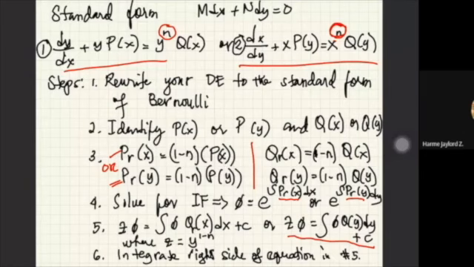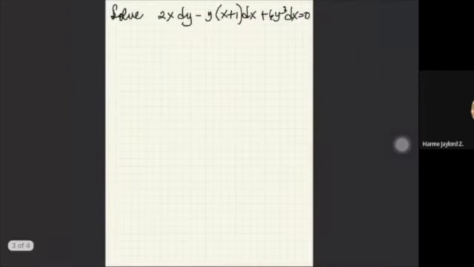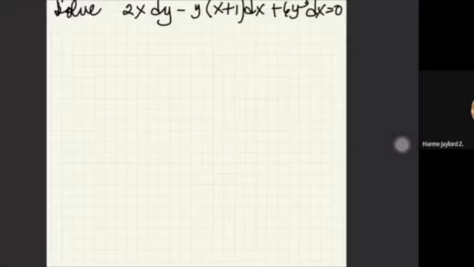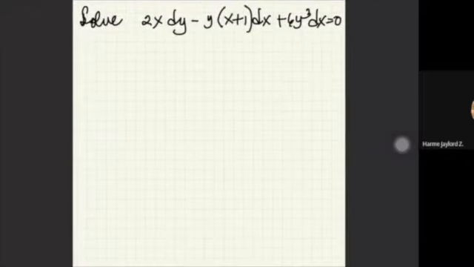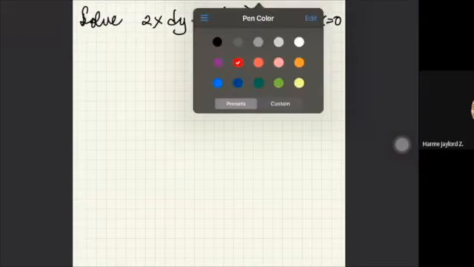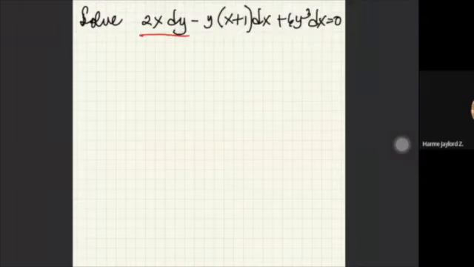Okay? So let's apply this in our next item. You're asked to solve 2x dy minus y times quantity x plus 1 dx plus 6y cubed dx equals 0. Now, notice we have three terms. Okay, three terms: 1, 2, and 3.